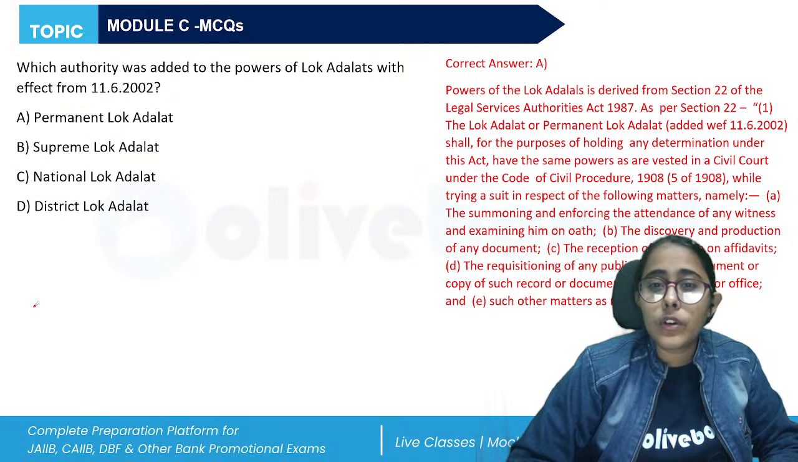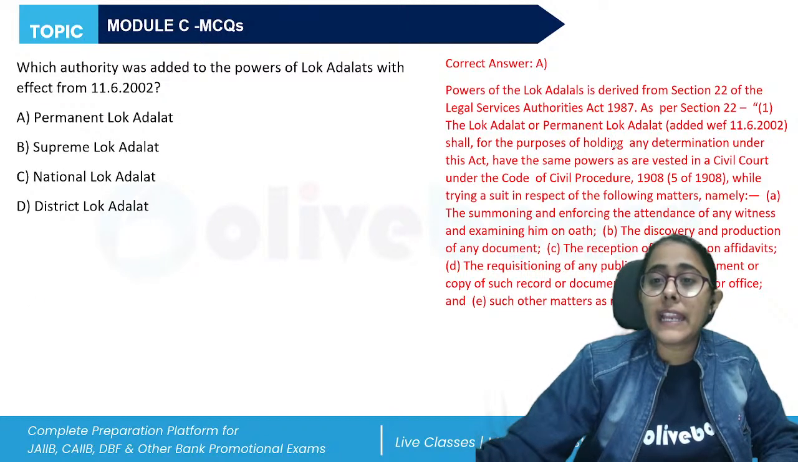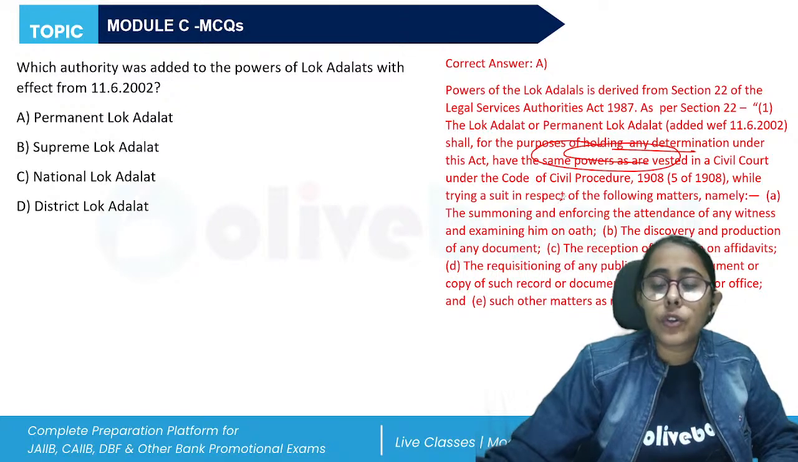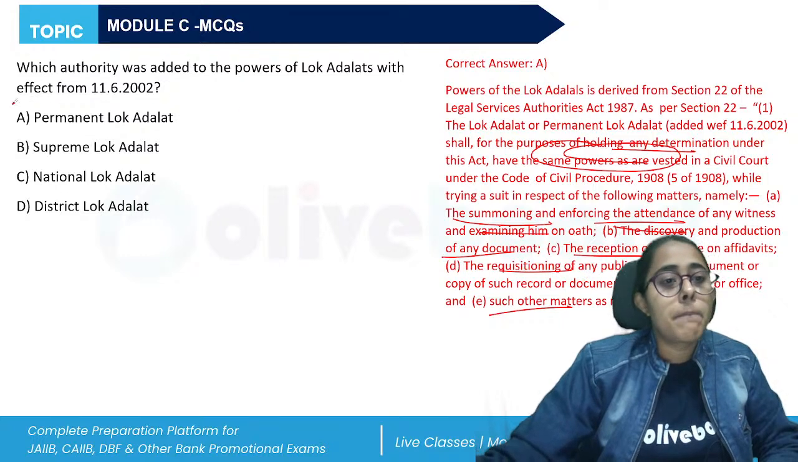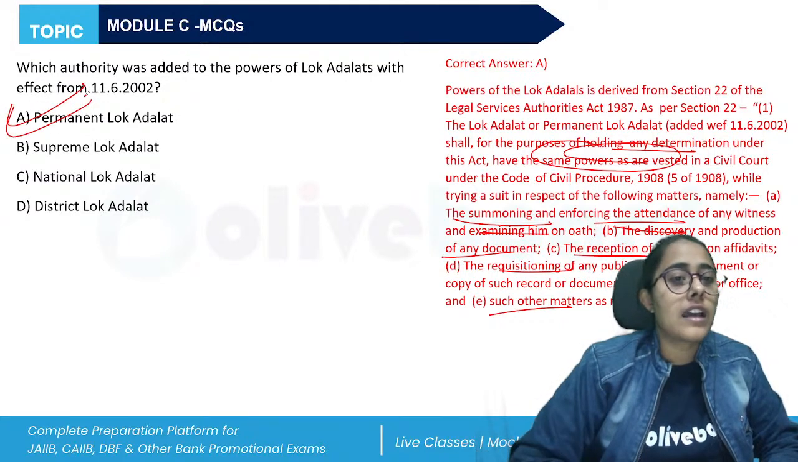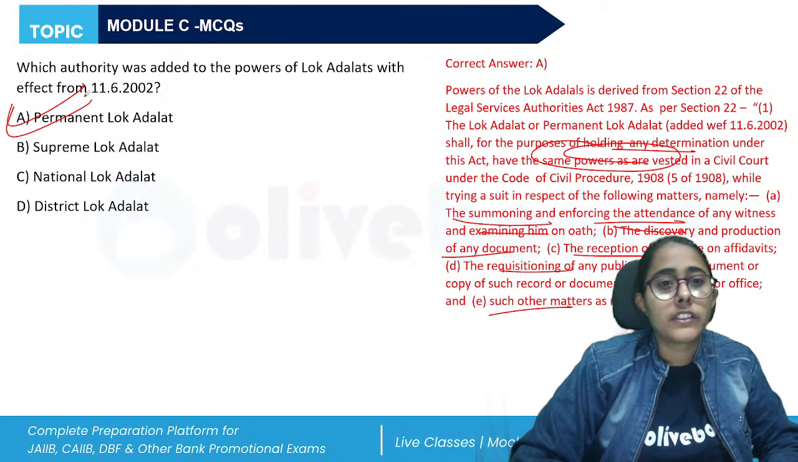So the permanent Lok Adalat, for the purpose of holding any determination under this act, will have the same powers that are vested in the civil court. So what all powers do they have? The summoning and enforcing the attendance of any witness, discovery and production of any document, reception of evidence or affidavits, the requisitioning of any public record or any such matter that may be prescribed. So, permanent Lok Adalats are now added to the powers of the Lok Adalat.